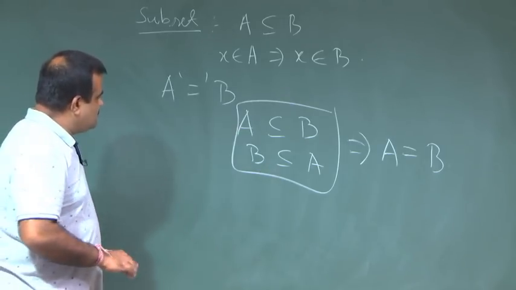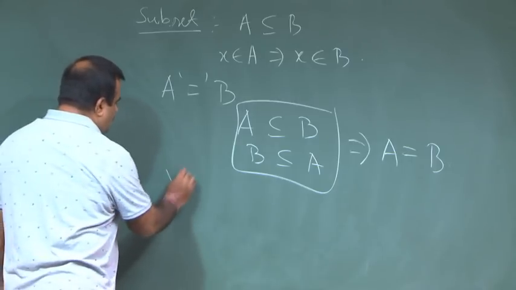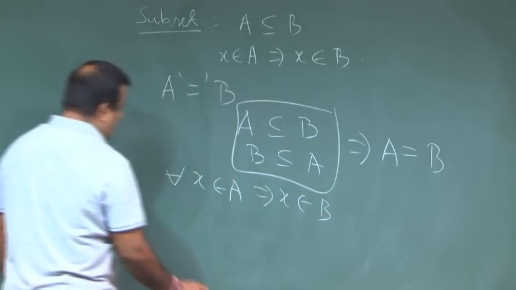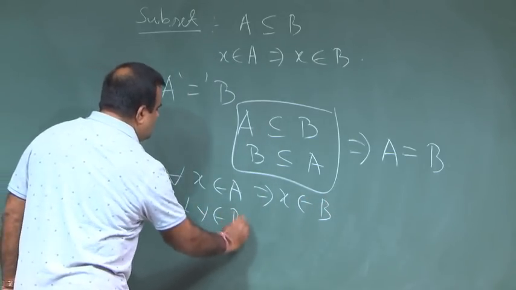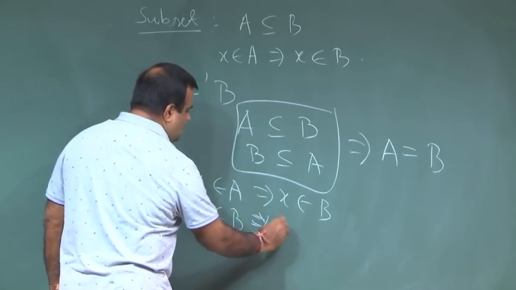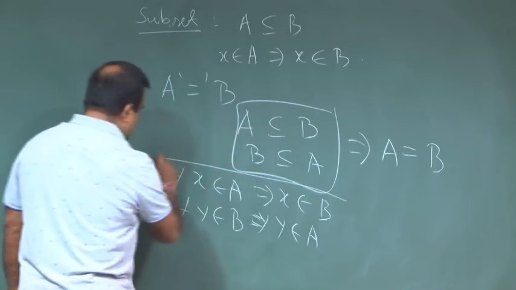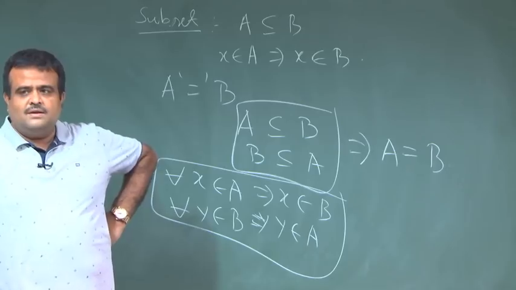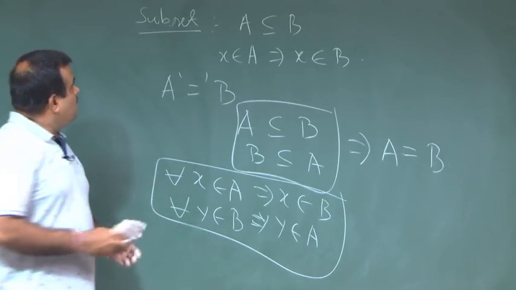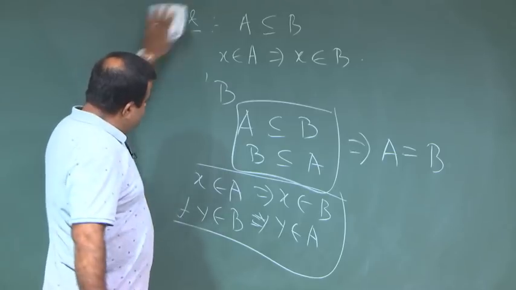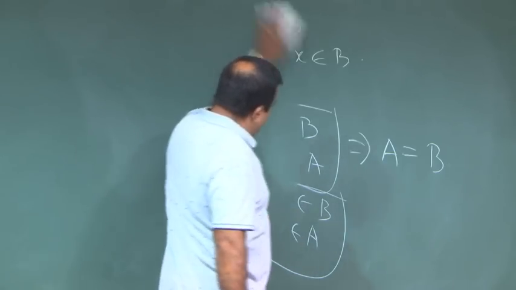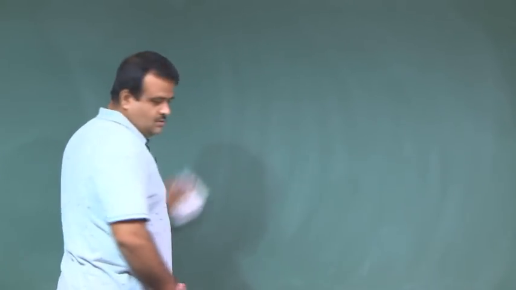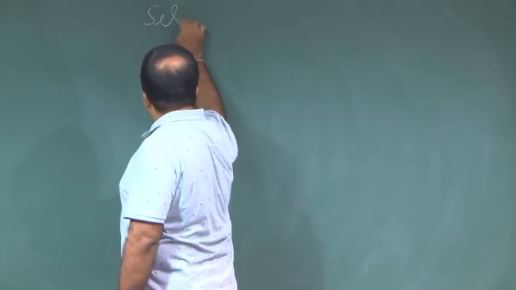So, what is the meaning of this? The meaning is, for all x belongs to A, we have to show x belongs to B, and for all y belongs to B, we have to show that y belongs to A. If this is satisfied, then we say these two sets are equal, A equal to B. Okay. So, now we define some operations on the sets, basically union and intersection. These are called set operations.